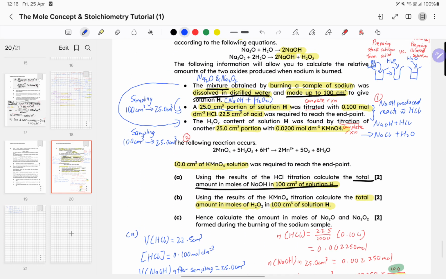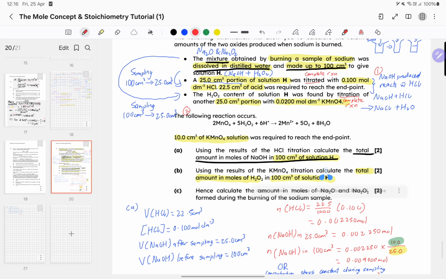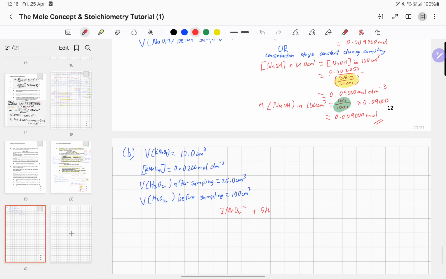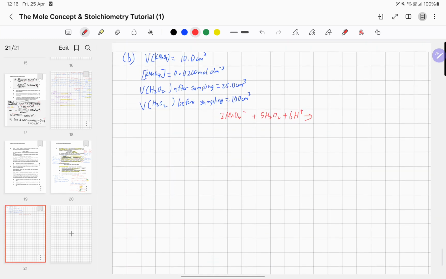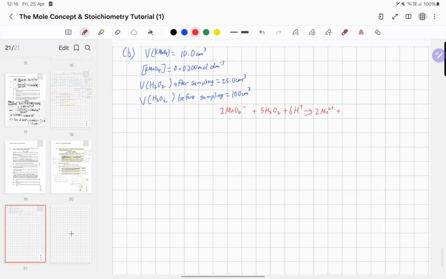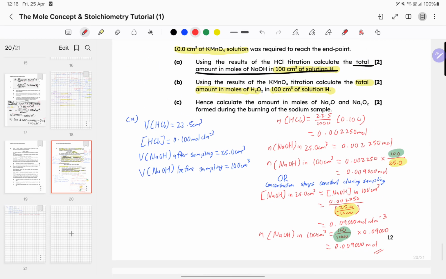Okay, so what you can do next, you have this equation over here, 2MnO4 minus plus 5H2O2 plus 6H plus gives 2Mn2 plus plus 5O2 plus 8H2O. I think there's an error, so the small error over here is that you need to put the minus sign next to MnO4.